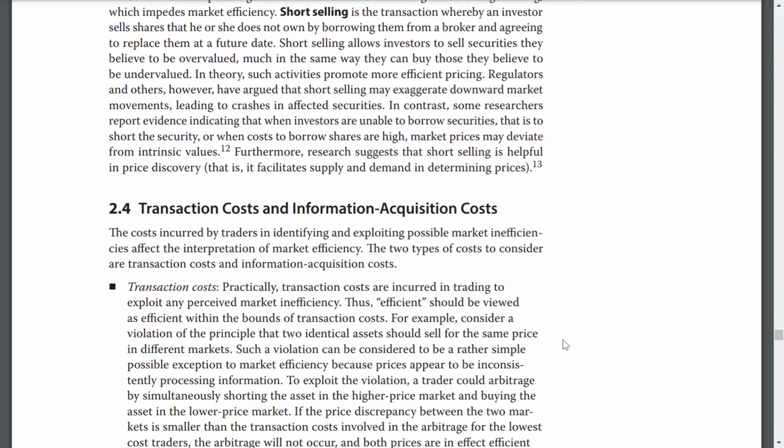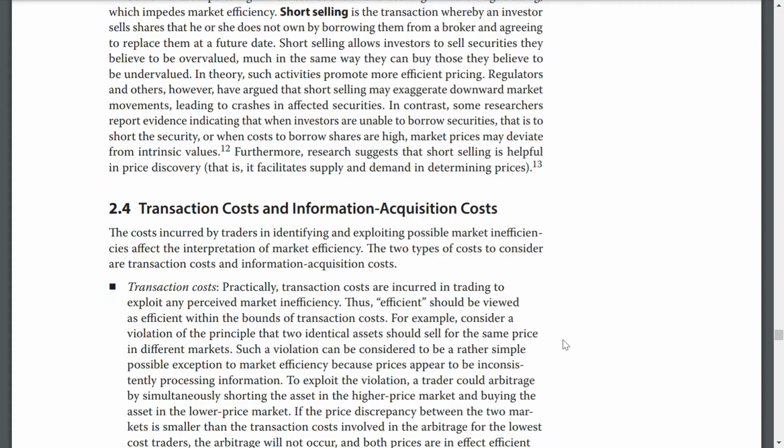In contrast, some researchers report evidence indicating that when investors are unable to borrow securities to short, or when the costs to borrow shares are high, market prices will deviate from intrinsic value. Furthermore, researchers suggest that short selling is helpful in price discovery.